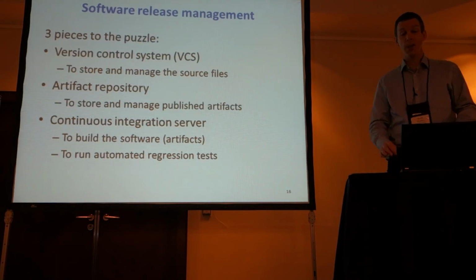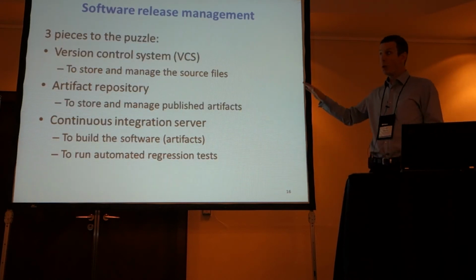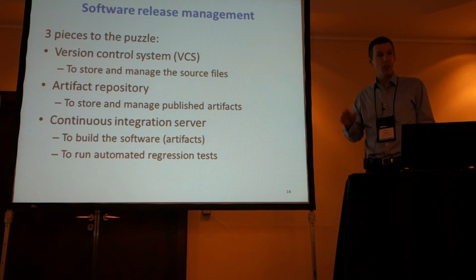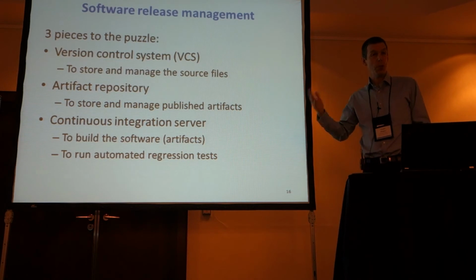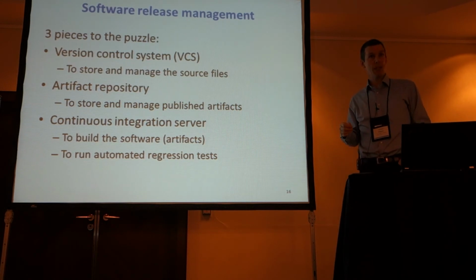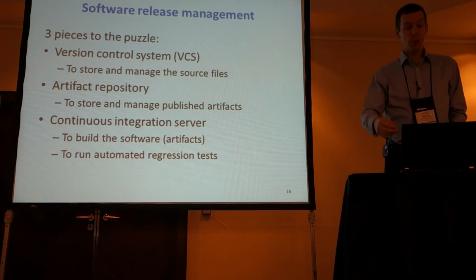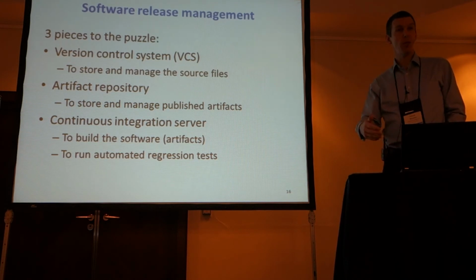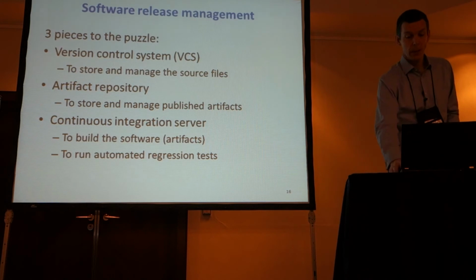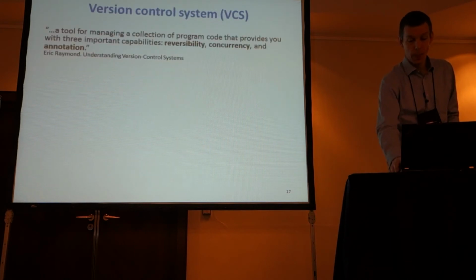So there are three parts to this puzzle. There's the version control system, where you store your source files; an artifact repository, which is where you store the actual output from those projects, which can then be shared between teams; and then a server that's going to manage all the build process, which we call a continuous integration server.